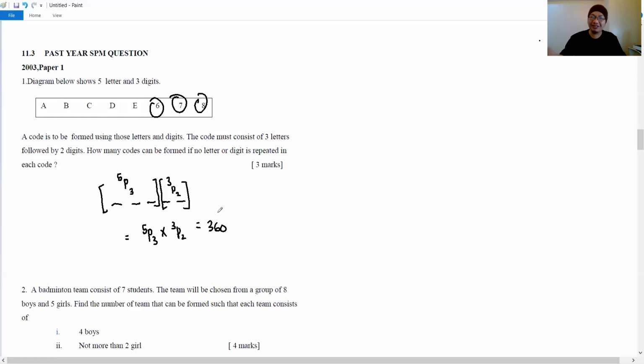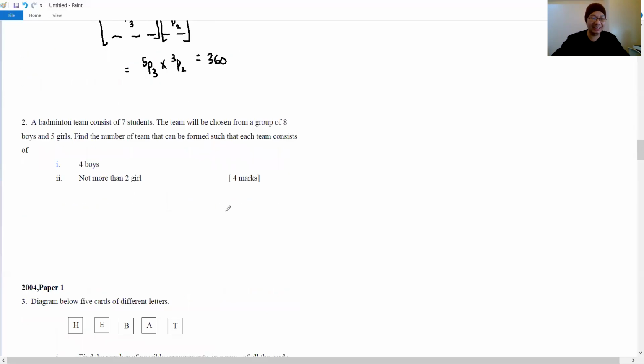That's the answer for question number 1. See, 3 marks already. As I told you, this chapter is very easy. There's no formula or difficult formula you need to remember. Straightforward: NCR, NPR, and factorial. That's all. Okay, guys, next.